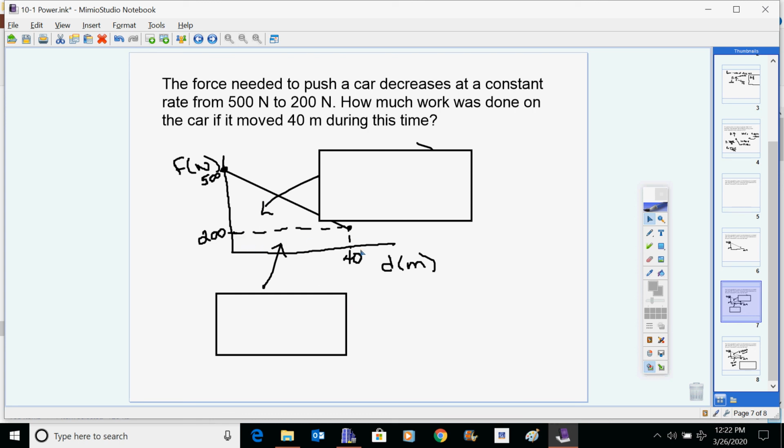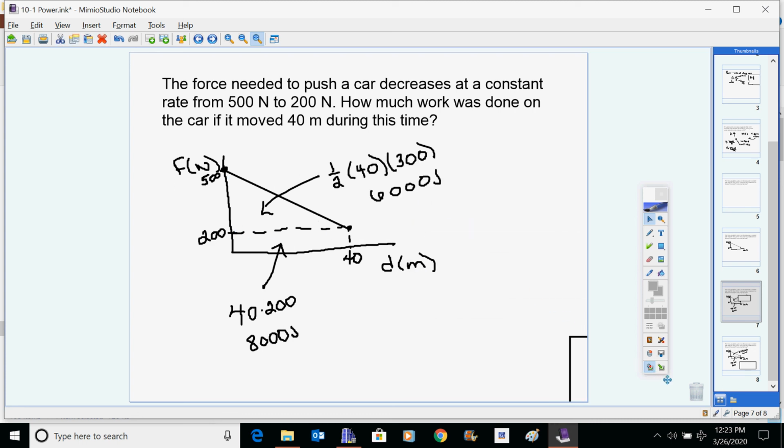So our area under this part would be simply 200 times 40, which gives you 8,000 joules. And your area under this part would give you half base times height. Now be careful with our height. The height is here. I hope you're anticipating that answer would be 300. There would be our height. And our base would be 40. So you'd end up with 6,000 joules. And altogether, our work was the combination of these two. So we have 14,000 joules of work was done.